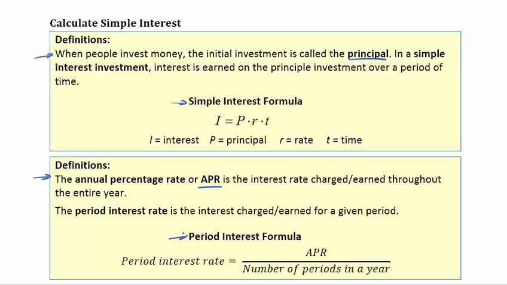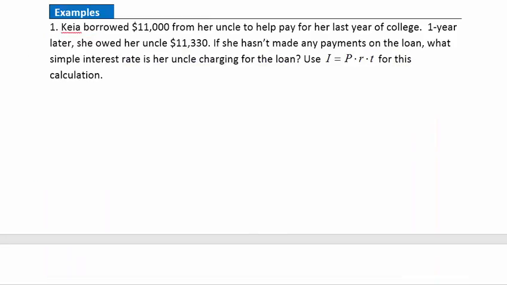Now, sometimes we'll break interest down in terms of a period. So we could calculate interest in terms of, most of the time, a monthly interest rate, or you could even do a daily or weekly interest rate based on the APR. And all you need to do to find the period interest rate is take the annual percentage rate and divide it by the number of periods. All right, let's take a look at an example that will help you understand this.